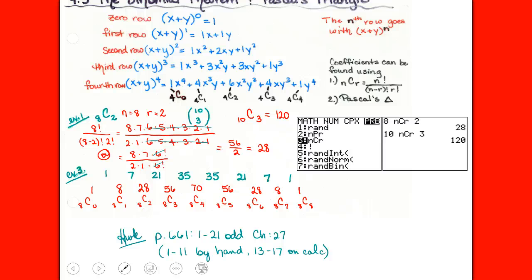All right, so here is our homework for tonight. As always, we want to be sure we can do these by hand and on the calculator, so I've specified for you here which ones I want you to do which ways.